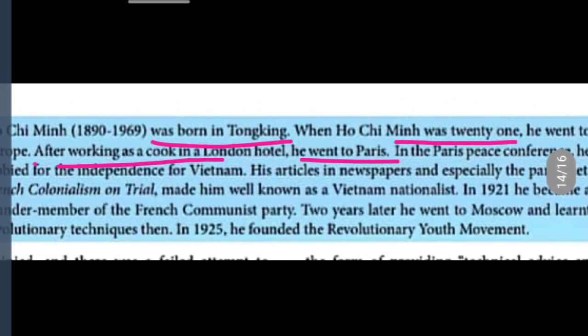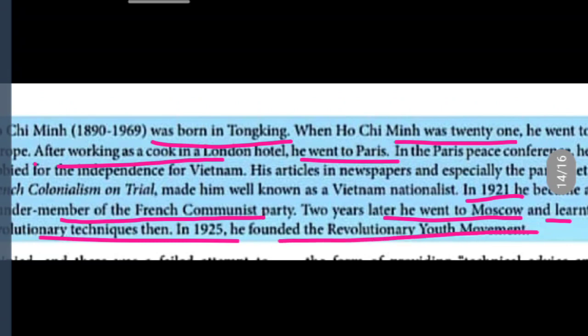His articles in newspapers, and especially the pamphlet French Colonialism on Trial, made him well known as a Vietnamese nationalist. One word answer: in which year did this person, Ho Chi Minh, become a founder as well as member of the French Communist Party? 1921. Two years later, he went to Moscow, Russia's capital, and learned revolutionary techniques. Then in the year 1925, he founded the Revolutionary Youth Movement.